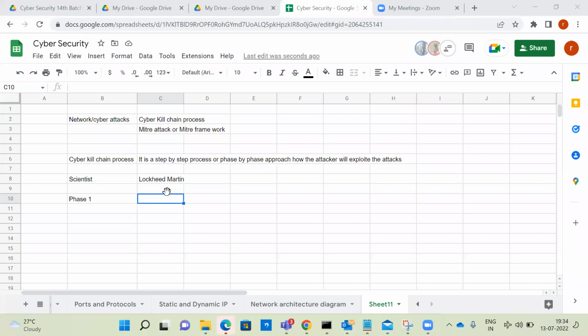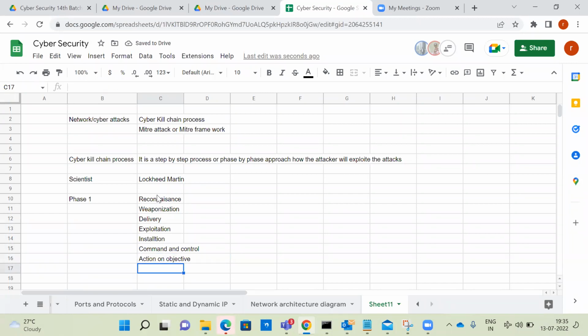The first phase is reconnaissance. Second is weaponization. Third is delivery. Fourth is exploitation. Fifth is installation. Sixth is command and control. Seventh is actions on objective. So these are all the phases.